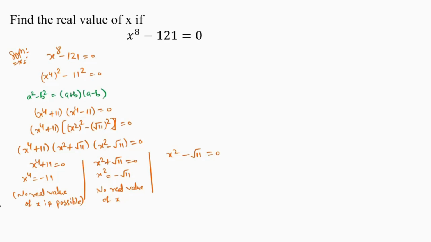Now from the third equation, we have x square equals root 11, and by taking square root on both sides, we get (x square) raised to power 1 by 2 equals (root 11) raised to power 1 by 2, and further solving this, we get x equals 11 raised to power (1 by 2)(1 by 2), so we get 11 raised to power 1 by 4. So from here we get one real value of x, which is x equals 11 raised to power 1 by 4.